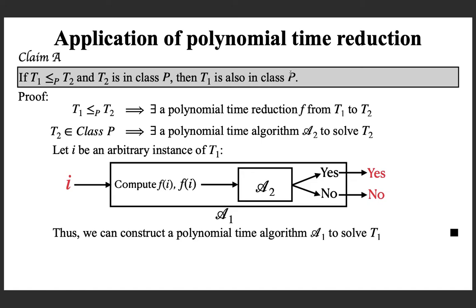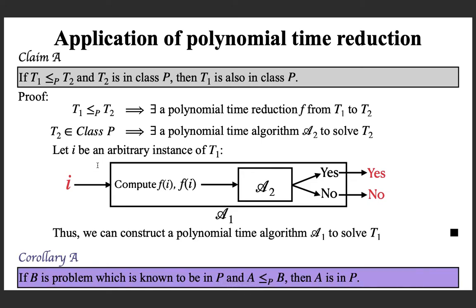Okay, from this claim you can have a corollary. What is it saying? If you know that a problem B is in class P, and if we can show that another problem A can be reduced to B in polynomial time, then you can conclude that the problem A is also in class P. This is an application. If you already know that B is a problem in class P and there is a polynomial time reduction from A to B, then you can conclude that A is also in class P.